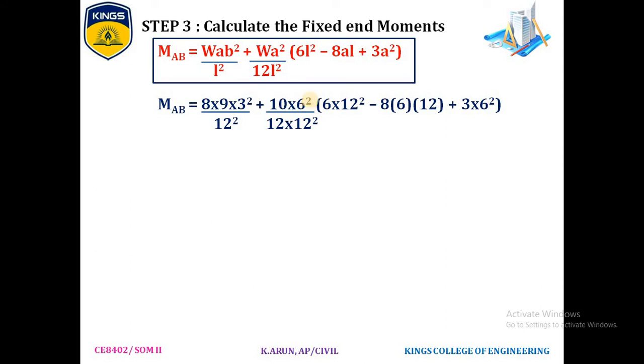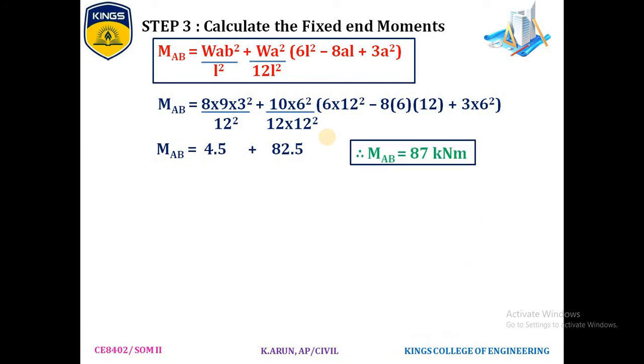So I am going to substitute the value of L as 12 here. And 8 into A, which is 6, and again L is 12, and 3 into 6 square divided by 12L square. So 12 into the value of length, which is 12 here. So 12 into 12 square. On simplifying, I am getting the value of MAB as 87 kilonewton meter.